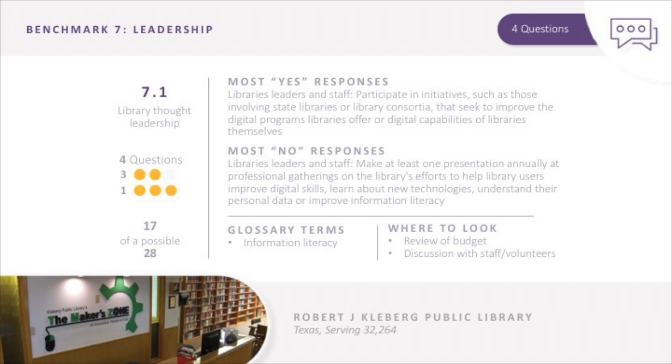The second benchmark in the Engaging the Community strategic area is Benchmark 7, Leadership. This benchmark only has one indicator, Library Thought Leadership, with 4 questions. A majority of the questions are level 2 difficulty, meaning that they may be key to your library but do require some investment of time or funding. And on average, libraries receive 17 out of 28 possible points.